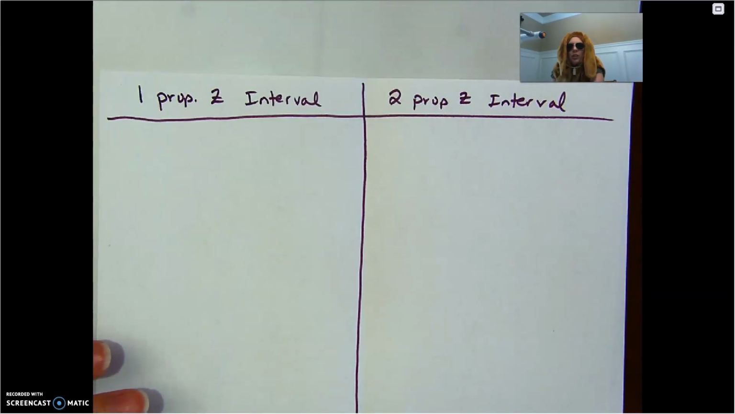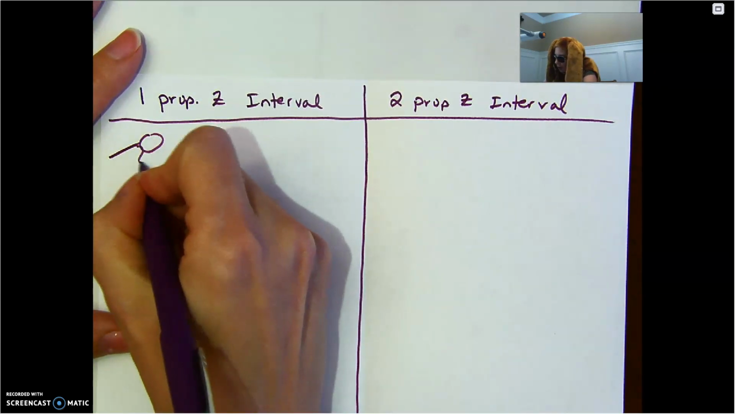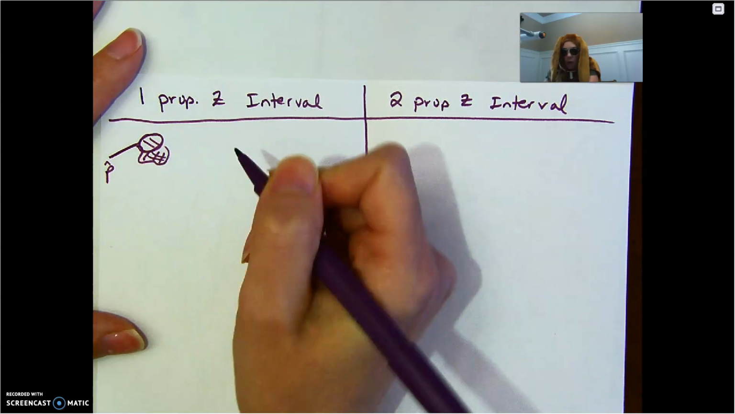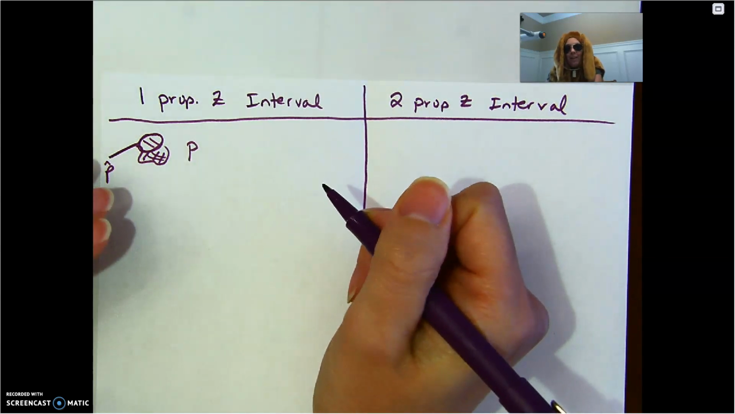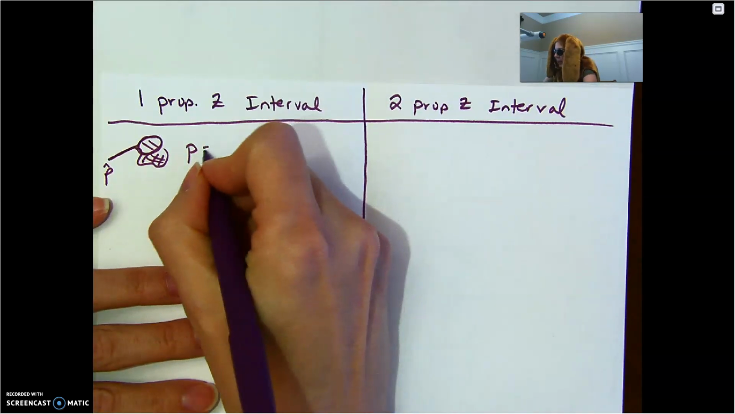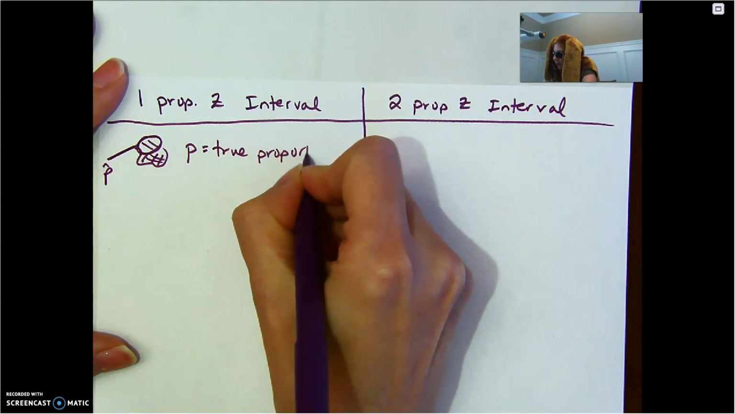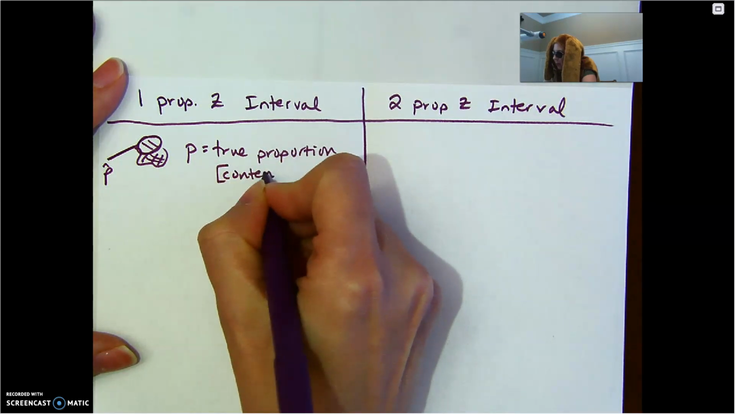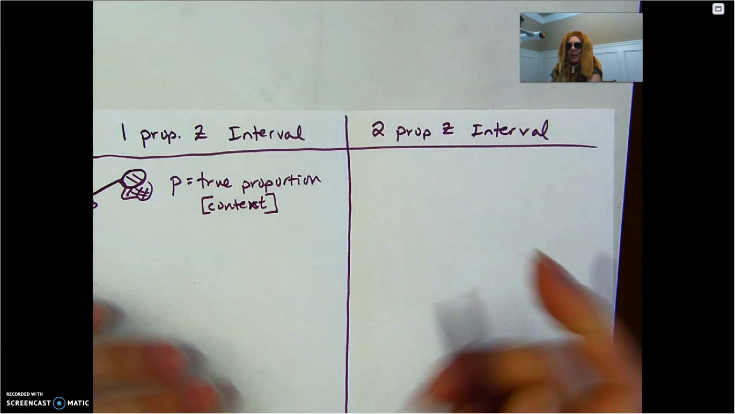So what we saw yesterday was this catch, right? We're trying to capture in our net. P hat was holding the handle, and we're trying to capture P. And you always want to start with defining what it is you're capturing. So P equals true proportion, and then I'm going to put in brackets context. Whatever your problem is about, you need to insert it there. So true proportion in context.